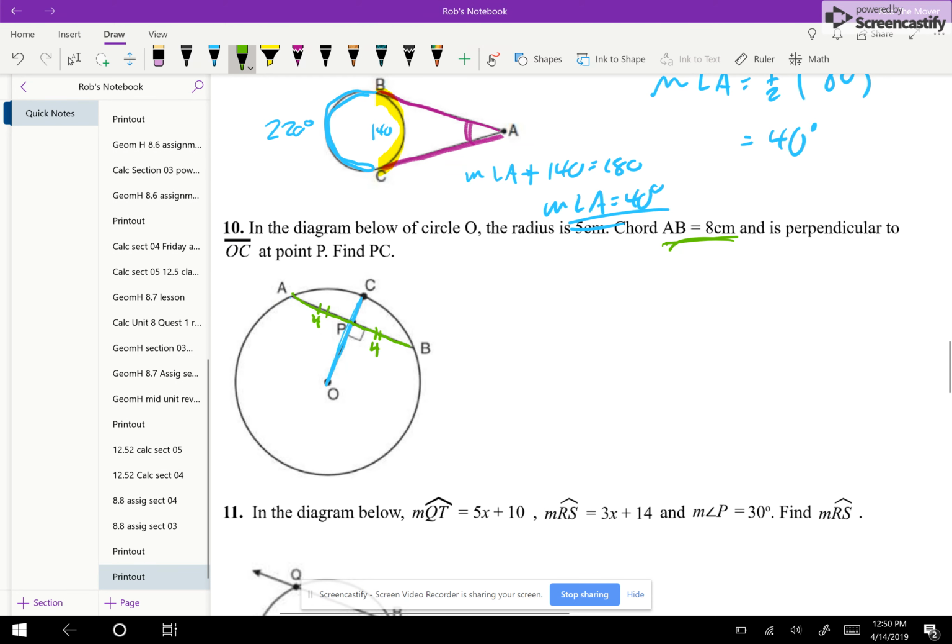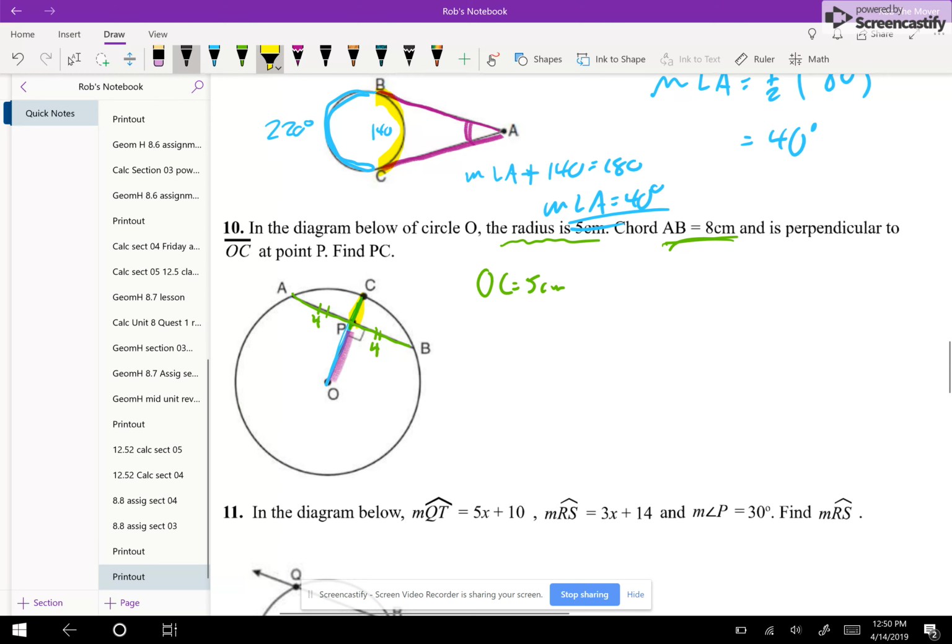Now, at this point, a lot of you get stuck because you're not really using the other piece of information that the radius is 5. A lot of you are like, okay, so OC is 5 centimeters, but how is that helping me solve the problem? Because now I need this little piece in here, or I need this little piece up here, and then I can subtract from 5.